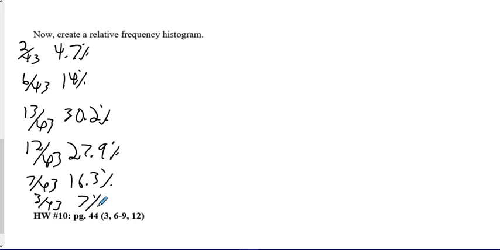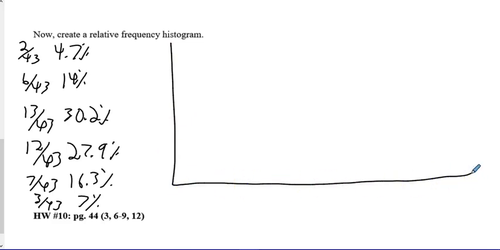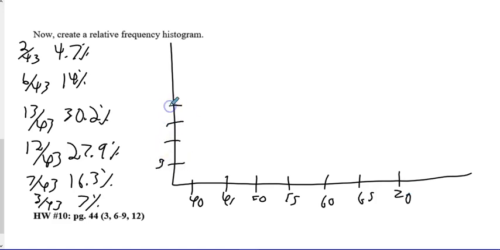Now, we're going to do the same thing we just did, but instead of numbers on the side, we're going to put percentages. So we start here at 40, count up by 5s: 45, try to make it even, 50, 55, 60, 65, 70. But on the side now, we're going to put percentages. What's our lowest percentage? 4.7%. Our biggest one's 30.2. So I'm going to go by 3s: 3%, 6, 9, 12, 15, 18.